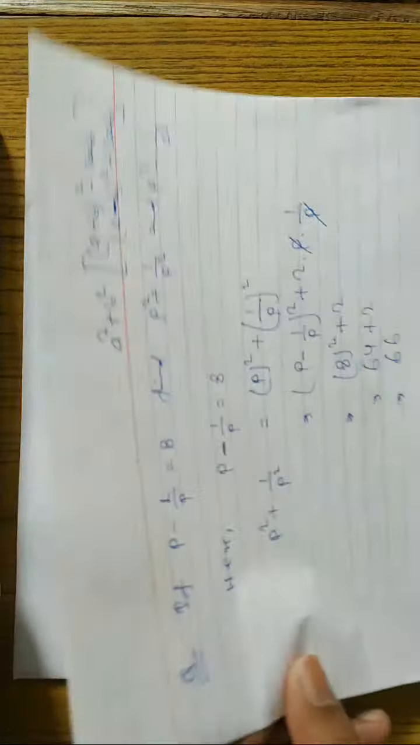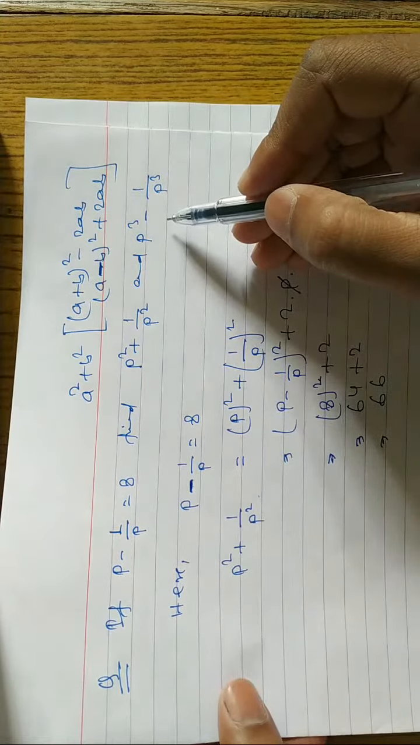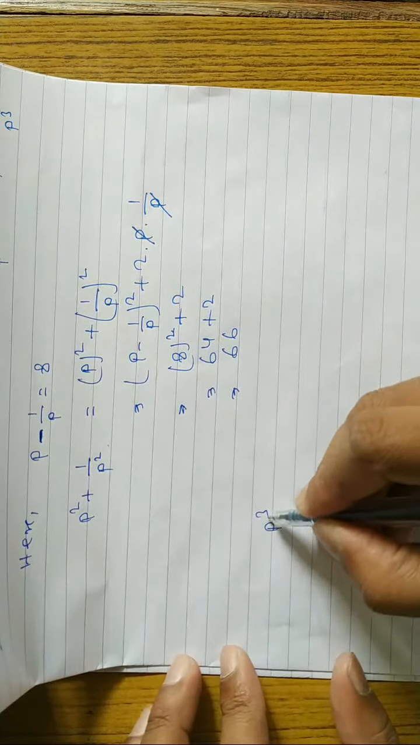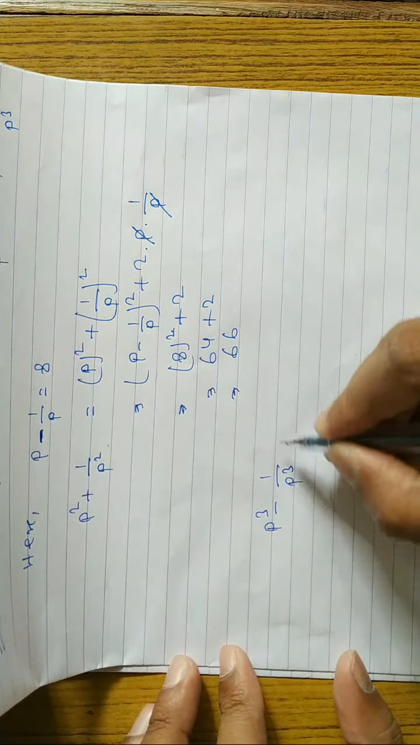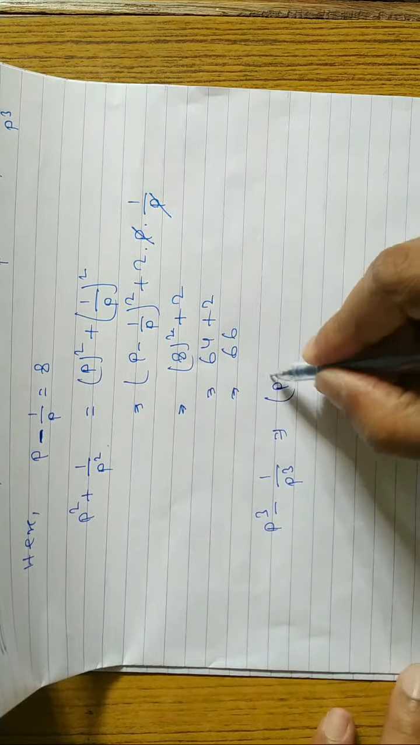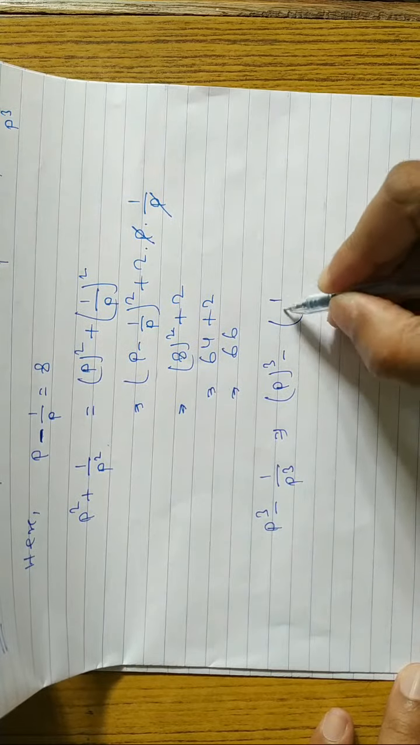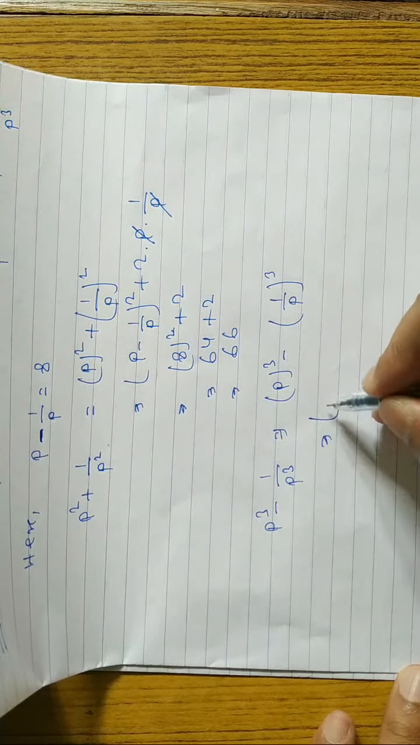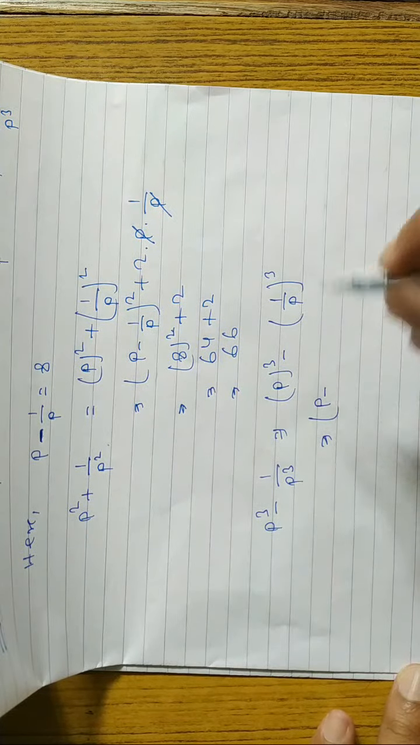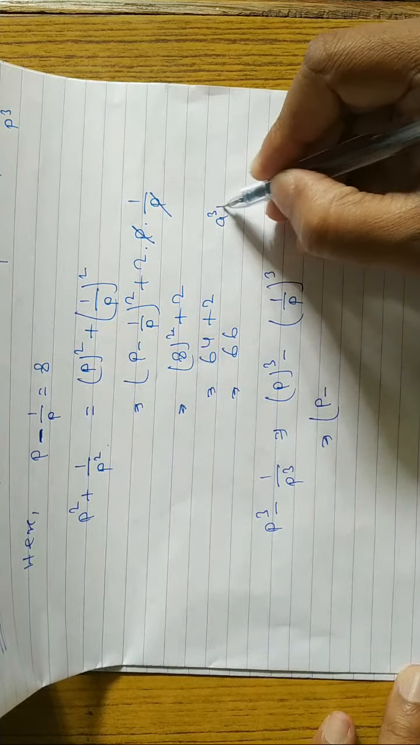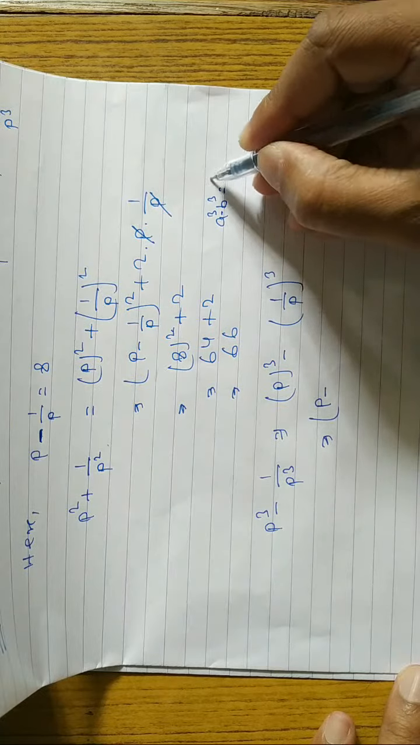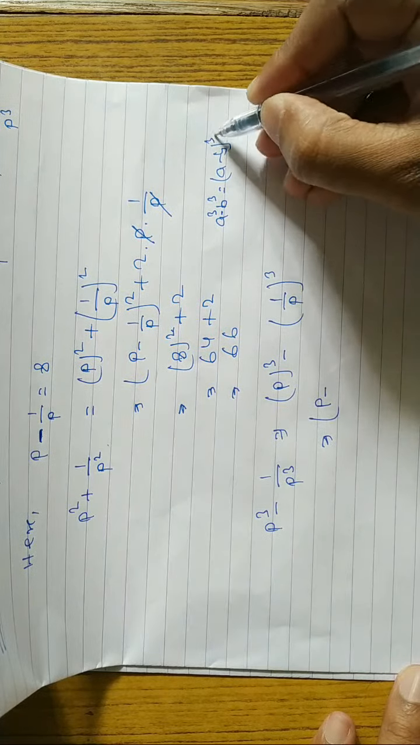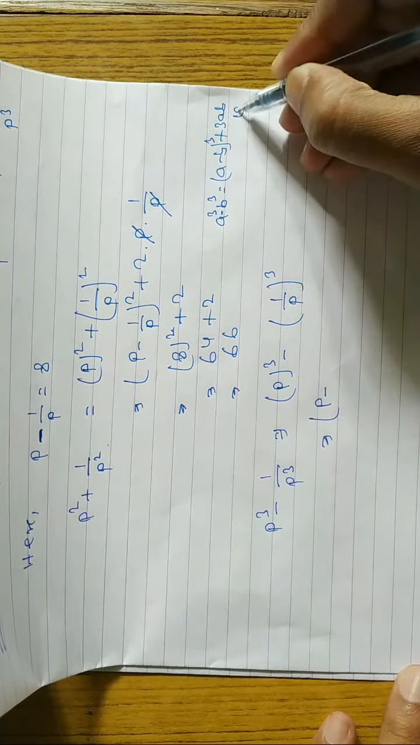After that, look at the next one. We have to find out p cube minus 1 by p cube. We have to write here p cube minus 1 by p cube. Now first of all, we have to convert this into a cube minus b cube. Now this is in the form of a cube minus b cube. Now we have to use the formula of a cube minus b cube. I will write here the formula. What is the formula? A minus b whole cube plus 3ab times a minus b.